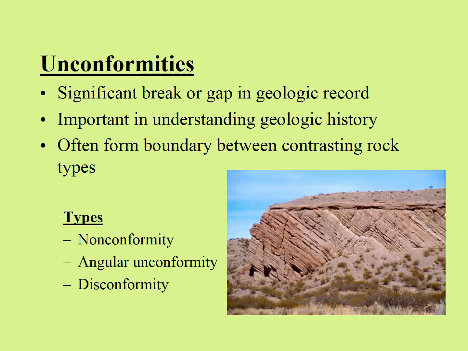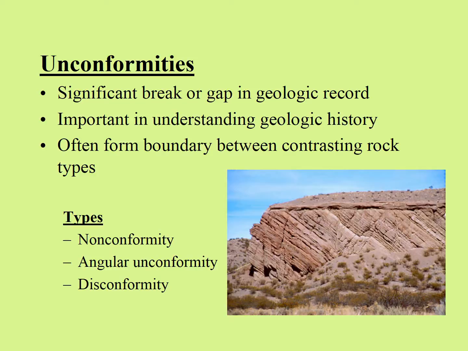angular unconformities, and disconformities. On the bottom right, you'll see a picture of an angular unconformity. What happened here is we had a number of layers that were laid down, and in original configuration they were horizontal, but then they were tilted up. Then there was some erosion that occurred, and then there was the deposition of additional sedimentary layers. This interface right here between the angular strata and the horizontal strata would be an angular unconformity.